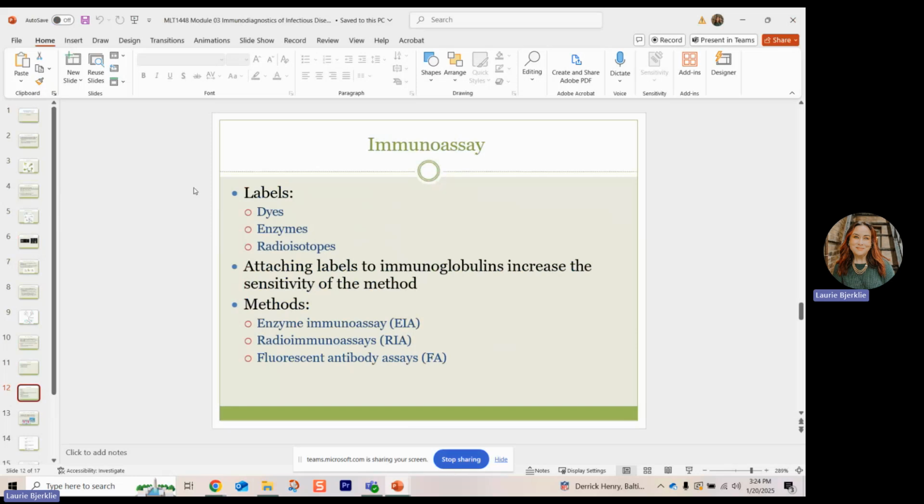So you can have enzyme immunoassay, meaning the label is an enzyme, radioimmunoassay, meaning you have a radioisotope label, or fluorescent antibody assay. In that case, they're using a fluorescent type dye that's going to fluoresce at the end of it.